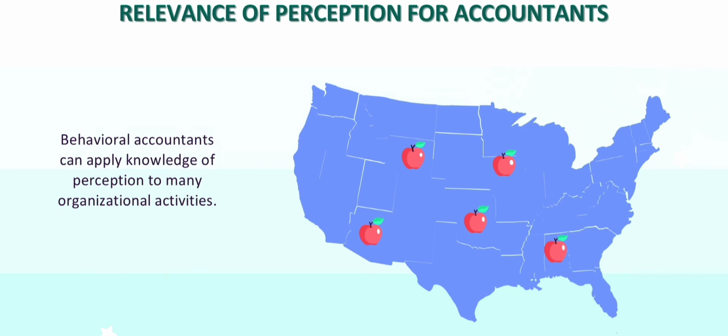Next is the relevance of perception for accountants. Behavioral accountants can apply knowledge of perception to many organizational activities. For example, in performance evaluation, the manner in which a person is appraised may be affected by the accuracy of the supervisor's perception. Incorrect or biased ratings may result in good performers becoming discouraged and dissatisfied, and ultimately leaving the firm. Therefore, supervisors should recognize that their feelings about certain subordinates may affect their evaluation and should be on guard against this source of perceptual bias.